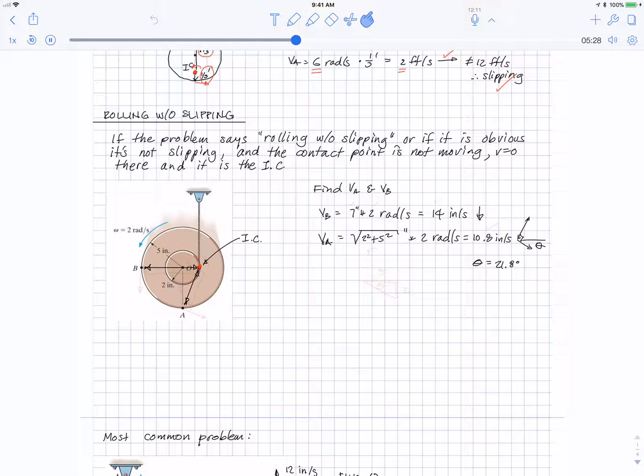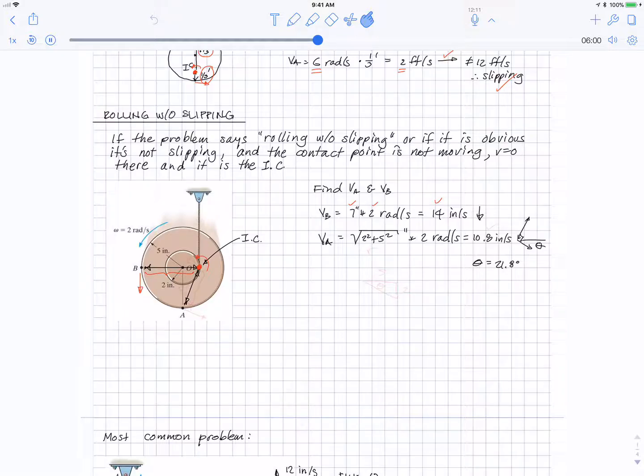So right here where the string touches the wheel is the IC. Okay, we're given that omega is 2 radians per second counterclockwise. So the velocities are just going to be r times omega. So we need to get the distance from A to B. This distance here we can figure out is 7 inches times 2, 14 inches per second, and since we're rotating counterclockwise around the instantaneous center, that's going down.